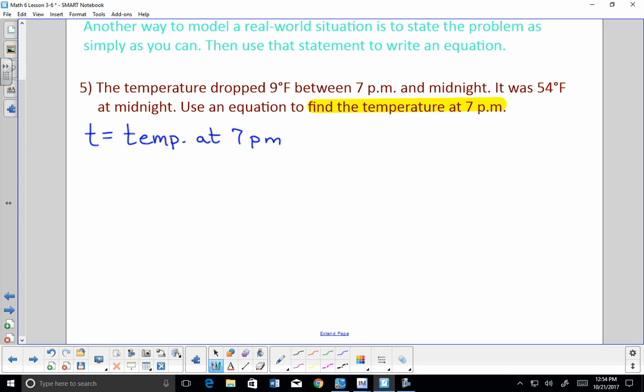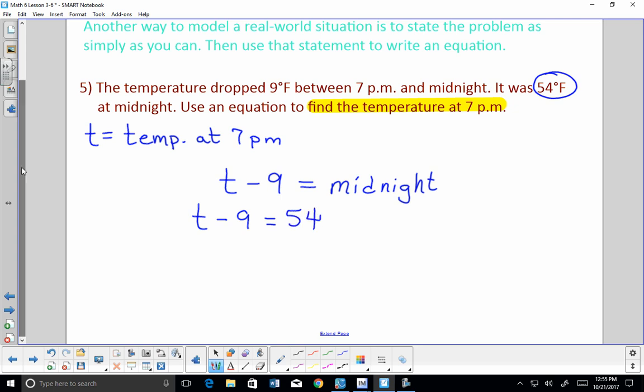So if I take the temperature at 7 p.m. and I subtract 9 degrees from that, I will get the temperature at midnight. That's what I'm trying to say here. The temperature at 7, which I don't know, so that becomes my variable, minus that 9 degrees equals my temperature at midnight, which was 54 degrees. So I simply have my equation now. There we go, there's my equation.